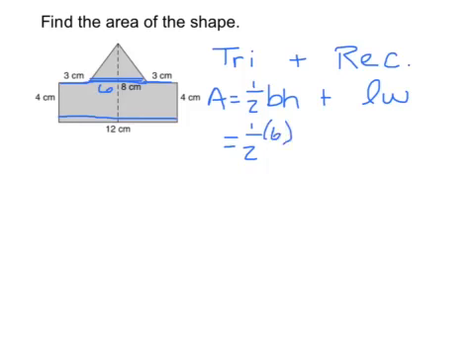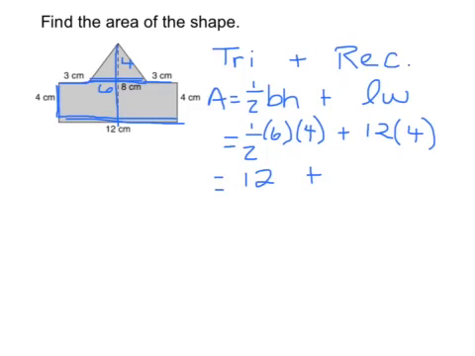The height, we're going to do basically the same thing. This whole thing here is 8, and then this would be 4, leaving the height of my triangle also 4. So I'm going to do 1/2 times 6 times 4. I'm going to add that to the length and width of my rectangle. So my length of my rectangle is 12, and my width of my rectangle is 4. All right, so let's do some multiplying. 1/2 of 6 is 3, and 3 times 4 is 12. So the area of your triangle is 12, plus 12 times 4, which is 48. And 12 plus 48 equals 60 centimeters squared.